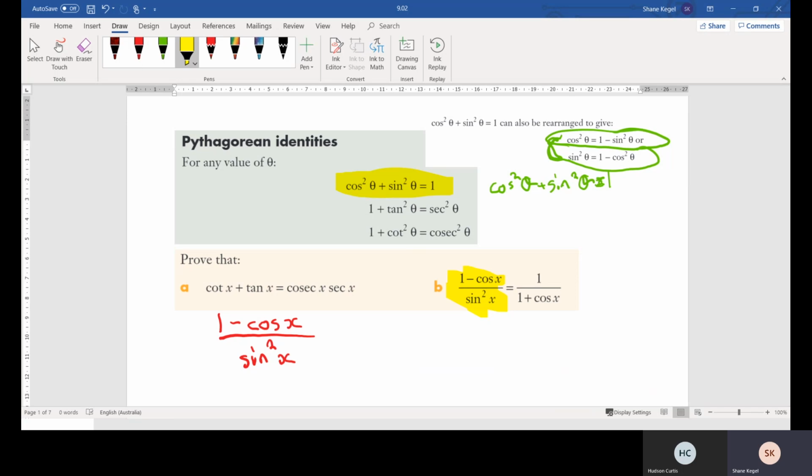Okay, so let's use this identity we have here, which we have derived by taking cos squared x from each side. So sine squared x equals 1 take cos squared theta. So I'm going to replace sine squared x here with 1 take cos squared theta. So let's write that out. This would give me 1 take cos x over 1 take cos squared x. I'm just replacing theta with x for consistency.